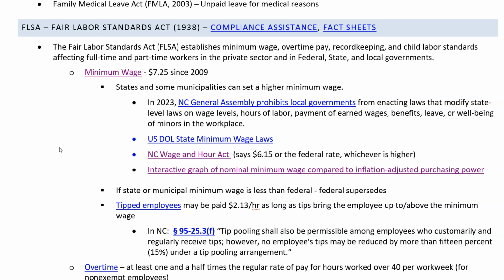The theme with a lot of state laws interacting with federal law is that states can generally pass laws that are more protective than the federal law, but they can't enforce laws that are less protective than federal laws. So we'll see that in multiple places throughout the course.